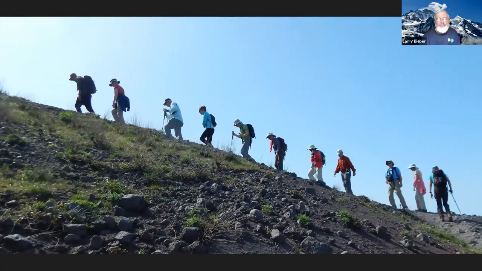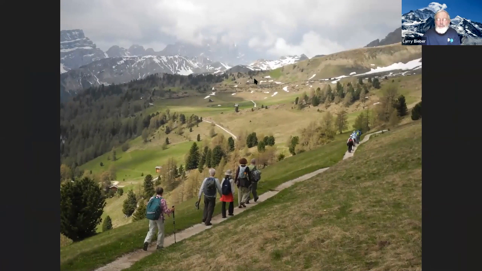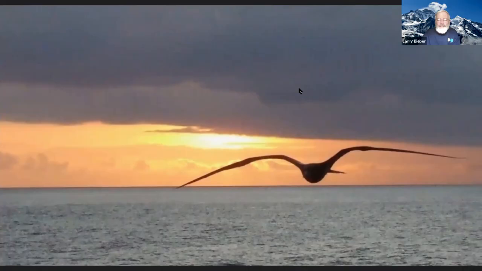Right. Here again is movement. All right. The gang is moving up the hill. So try to get that sense of movement in. A picture in the Dolomites of people moving, all right, along the trail. A picture of a bird flying.